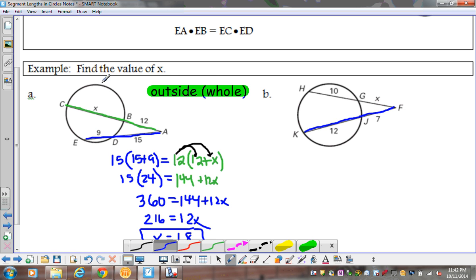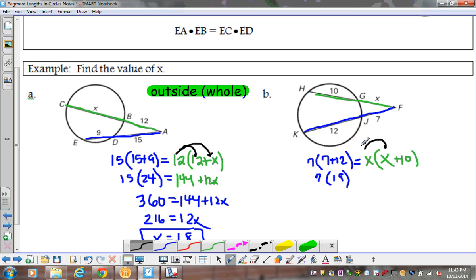All right, so the outside piece times the whole. So the outside piece is 7 times the length of the whole thing is 7 plus 12 equals, now let's look at the other part. The other segment is outside piece, which is x, times the whole thing, which is x plus 10. All right, so the left-hand side, 7 plus 12 is 19. So 7 times 19.